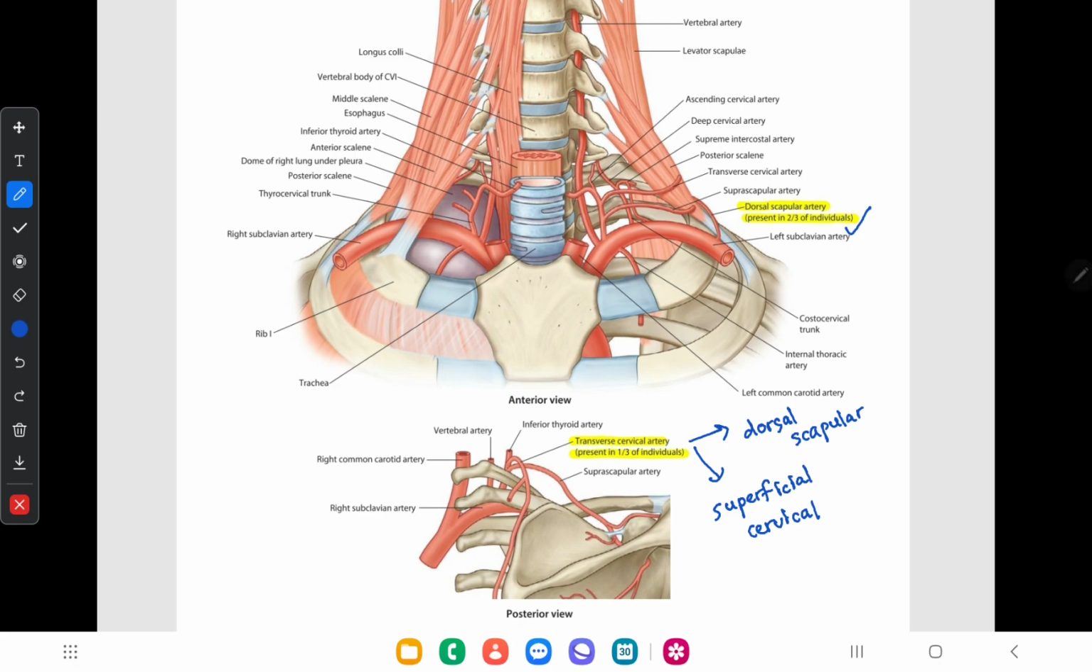I'm repeating the same thing. The transverse cervical artery we can see only in 1/3 of individuals. In those individuals, dorsal scapular artery and superficial cervical artery are the two branches arising from the transverse cervical artery. But in 2/3 of individuals, we can see dorsal scapular artery arising from the third part of the subclavian artery as a separate branch. In those 2/3 of individuals, the superficial cervical artery directly arises from the thyrocervical trunk.